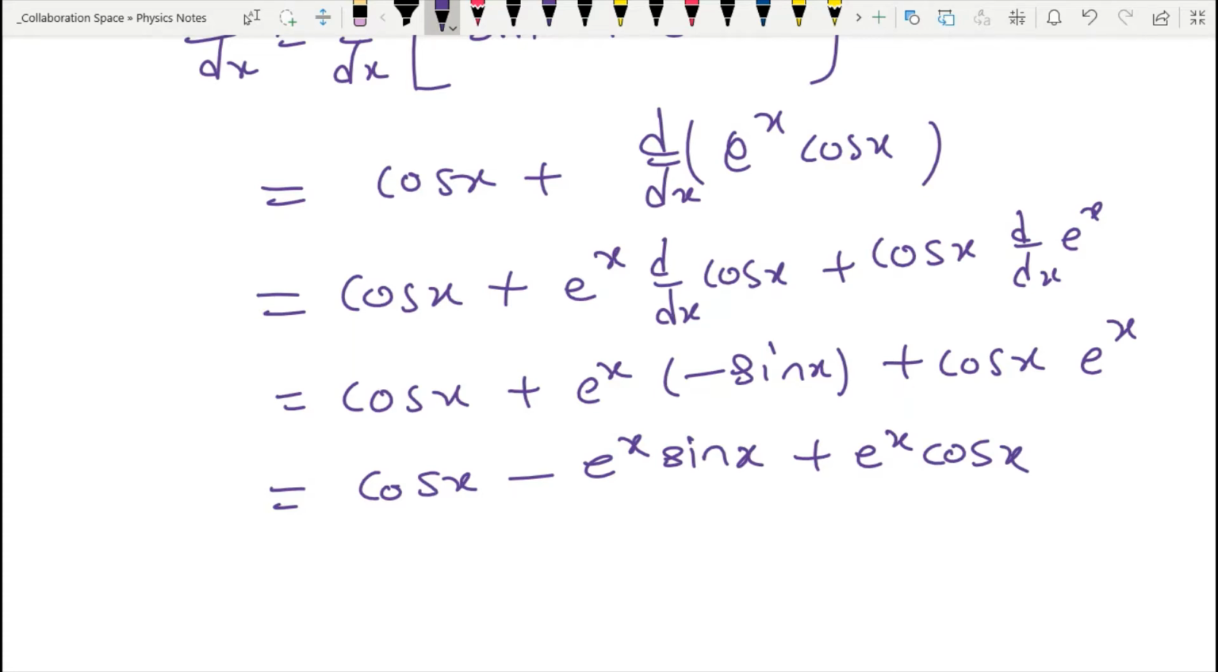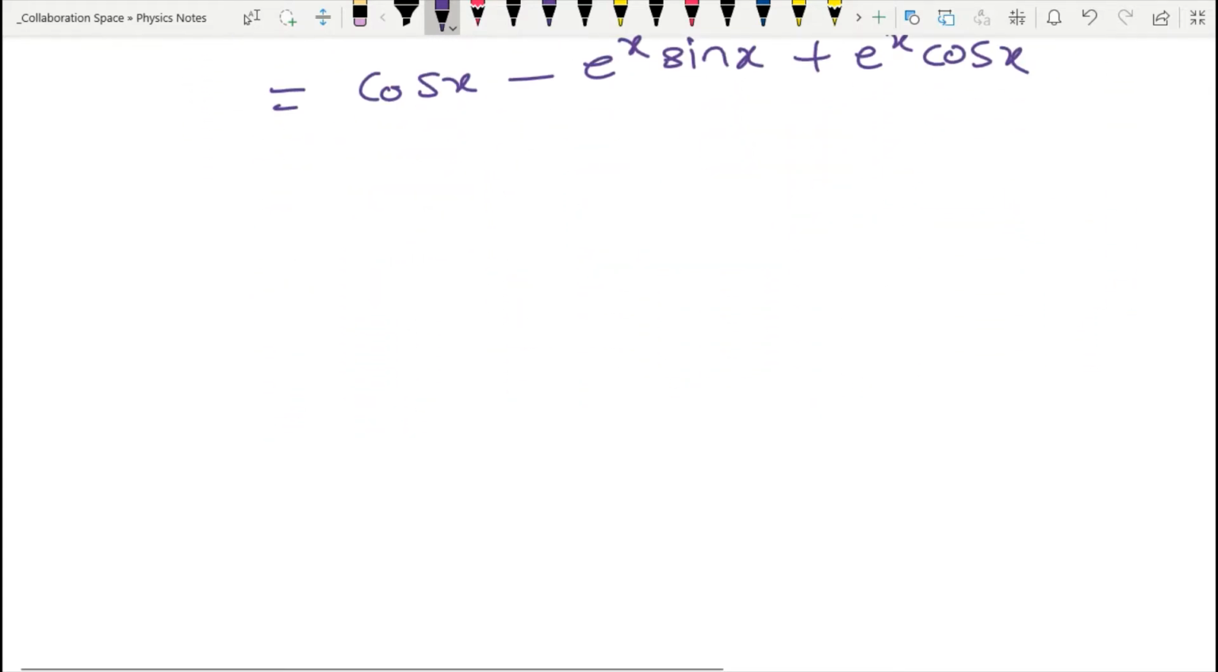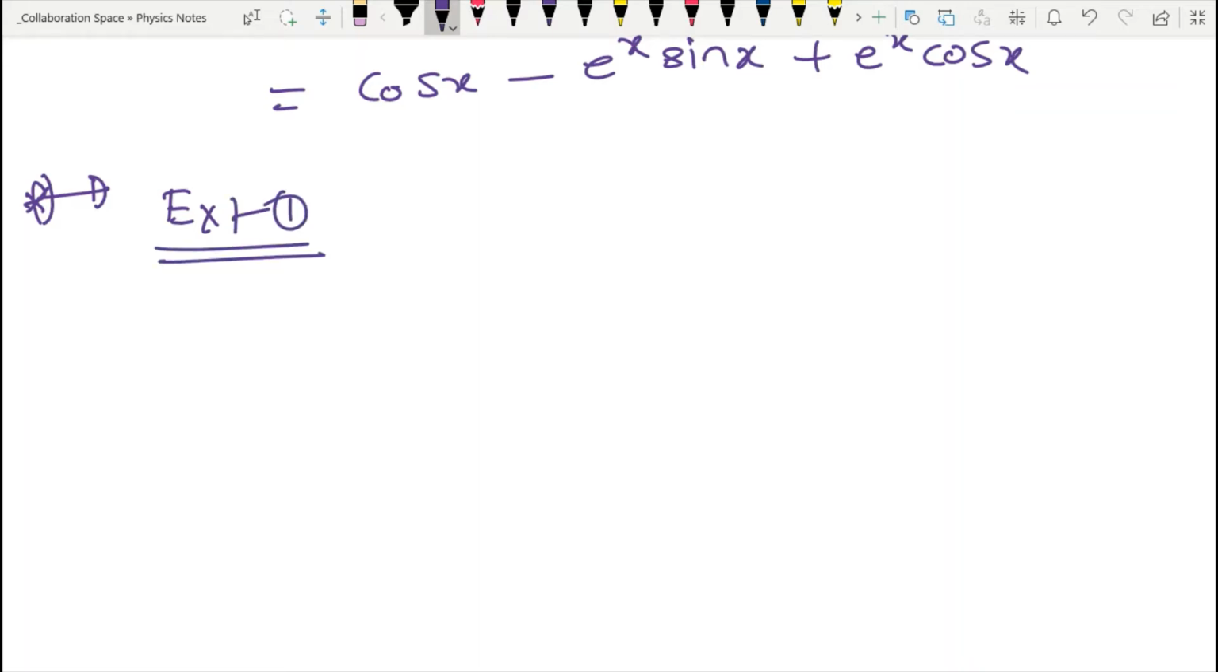Clear or not, students? Yes, sir. Clear, sir. So now let us see how to apply the concept of differentiation in physics. Suppose let us see example 1. So they will give the problem in this manner. Suppose the particle is moving in positive x direction.